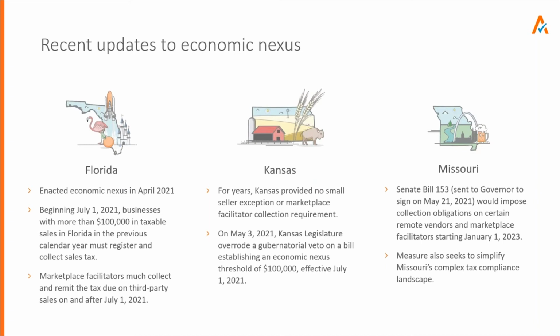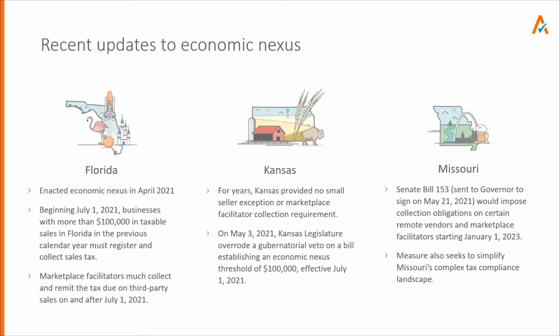But on May 3rd of this year, Kansas overrode the governor's veto on a bill that did establish an economic nexus threshold of $100,000. So that's effective July 1, 2021. But for previous years, you may be exposed if you've made sales into Kansas.